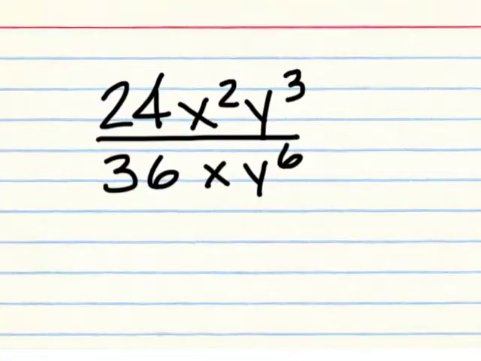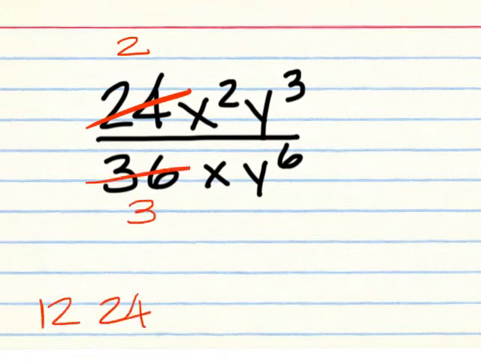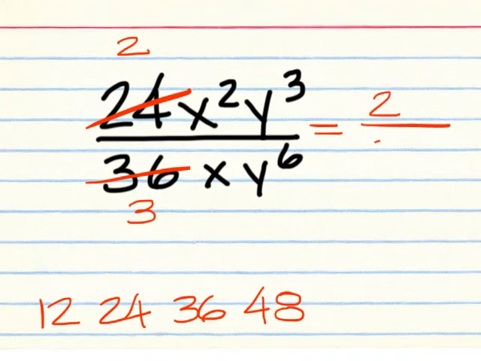24 over 36. What's the highest number that goes into 24 and 36? Not 4. 12, 6, yes. 6, not 6. 6 is not the highest one. 12. It is 12. So 12 goes into 24 twice, and into 36 3 times. The multiples of 12 are 12, 24, 36, 48, and so on. In your answer, you put 2 over 3 to start with.